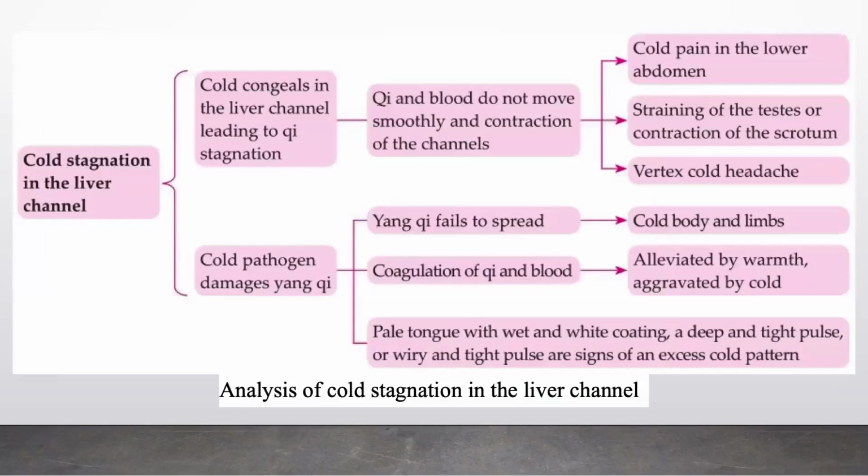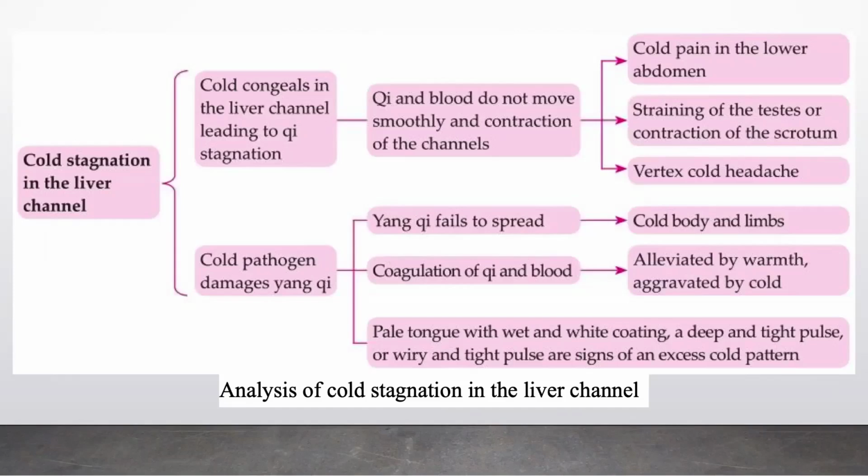Analysis of cold stagnation in the liver channel. As cold congeals in the liver channel that leads to chi stagnation, chi and blood do not move smoothly, and contraction of the channels result. So there will be cold pain in the lower abdomen, straining of the testes, or contraction of the scrotum, and vertex cold headache.